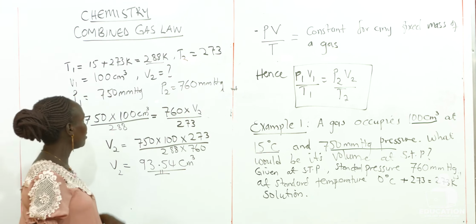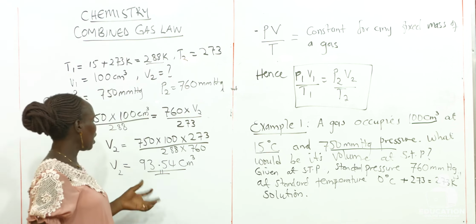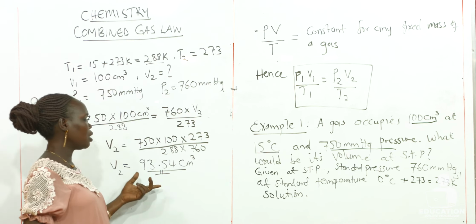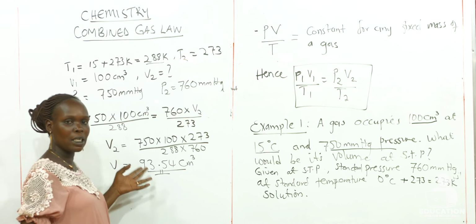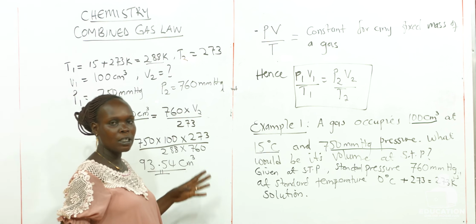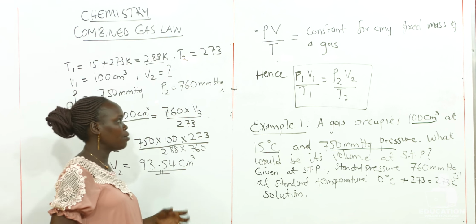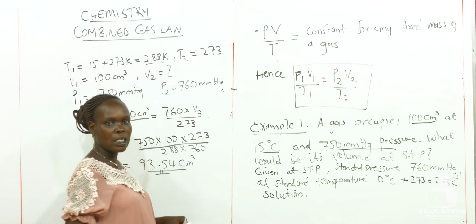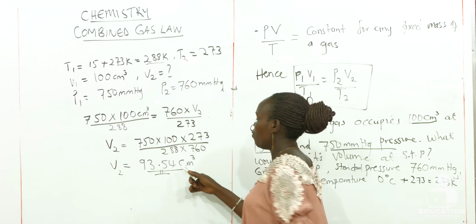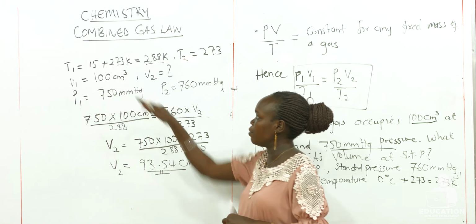So learners, we have seen that volume 1 was 100 centimeter cube, but volume 2 has changed from 100 to 93.54, which means that the volume has decreased. So in this case, we have found the second volume, which is represented by 93.54 centimeter cube. If you have seen all these changes here, we have 15 degrees centigrade.